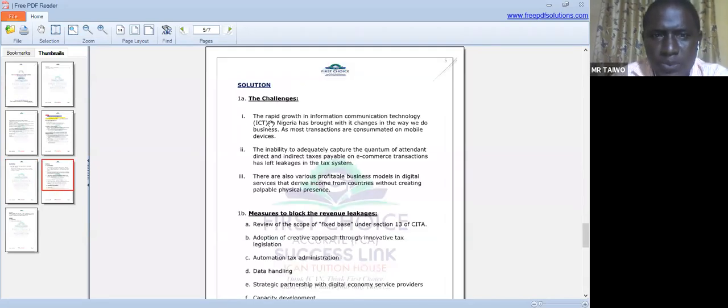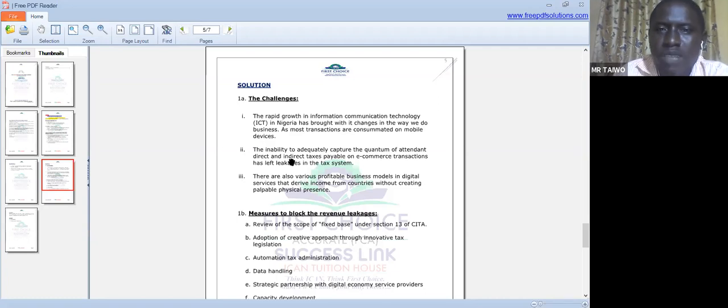Now, the challenges. The rapid growth in information communication technology, ICT, in Nigeria has brought with it changes in the way we do business, as most transactions are consummated on mobile devices. Okay, that's a challenge. That is making the tax authority not able to maximize their revenue, because most of the transactions we are doing now are consummated on IT platforms, mostly on mobile phones, and that makes it difficult for the tax authority to annex them.